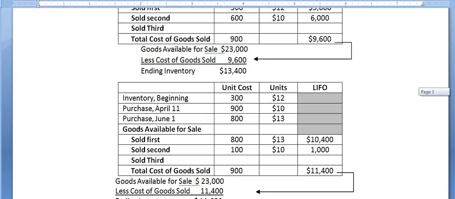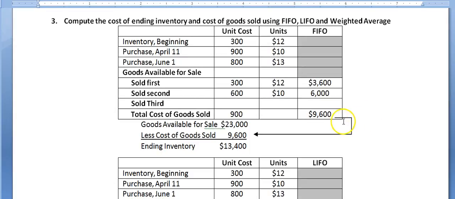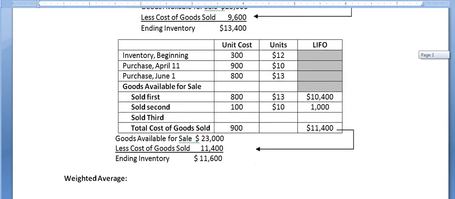Okay, so you'll notice that the numbers are different. With FIFO, our cost of goods sold was 9,600. Our ending inventory was 13,004. We sold our oldest, cheapest units and had our more expensive units left. With LIFO, it's just the opposite. We're selling our more expensive units first, and we have our older units left.